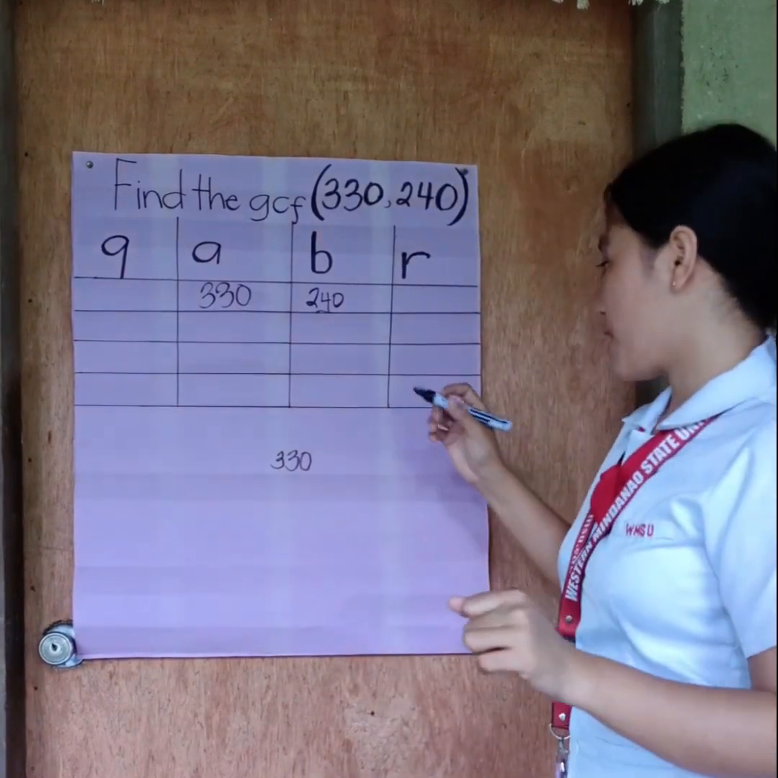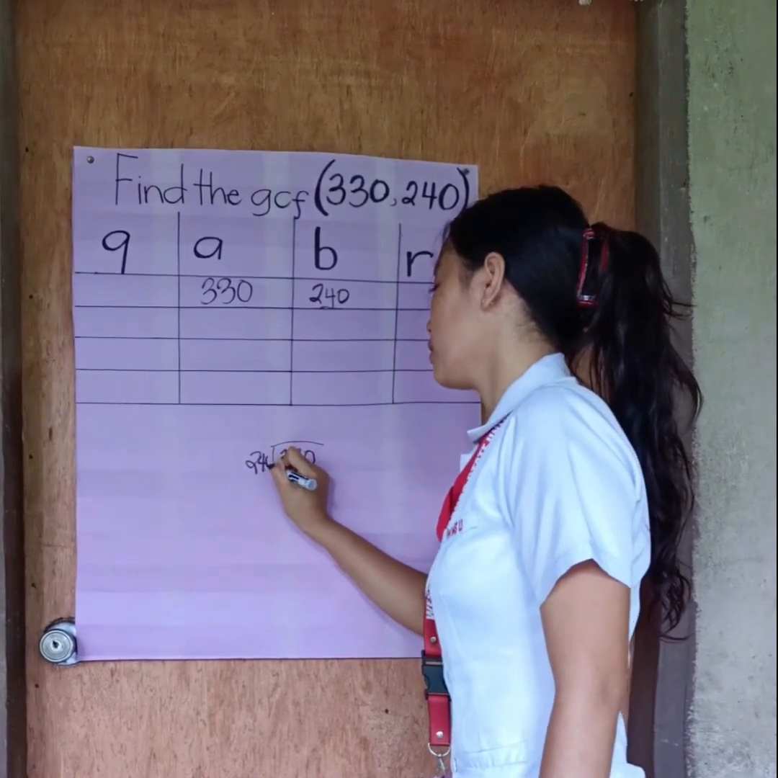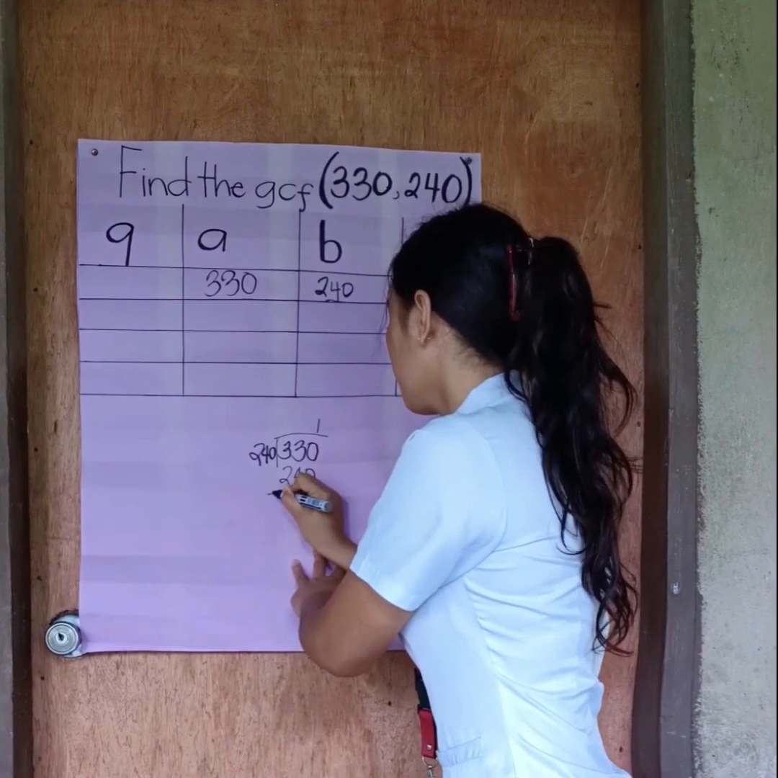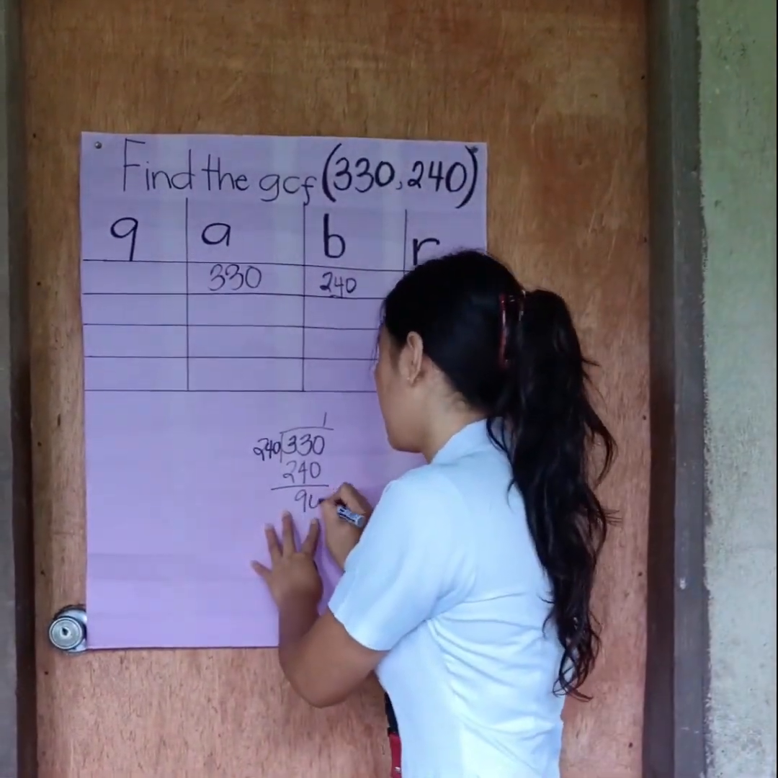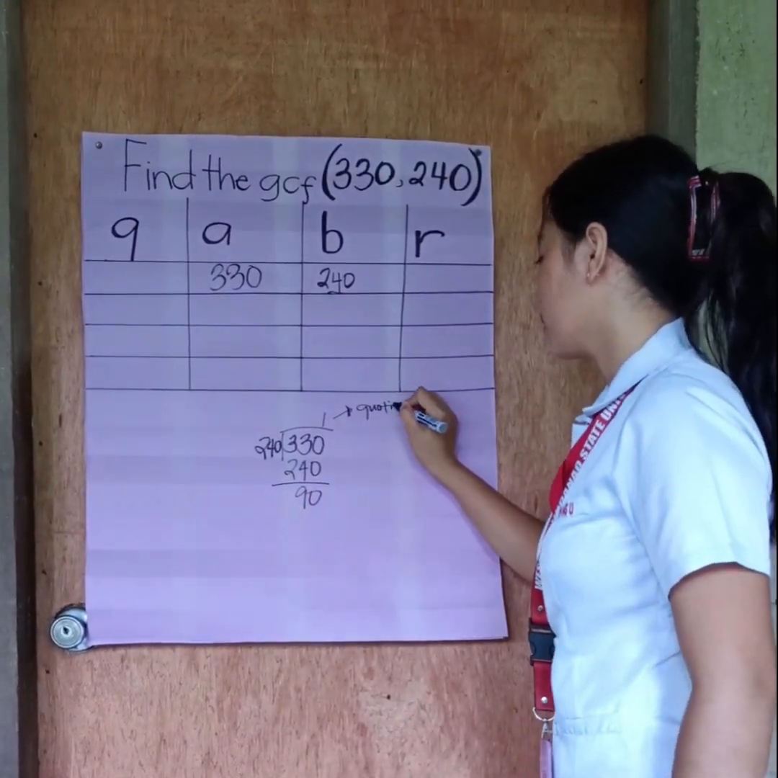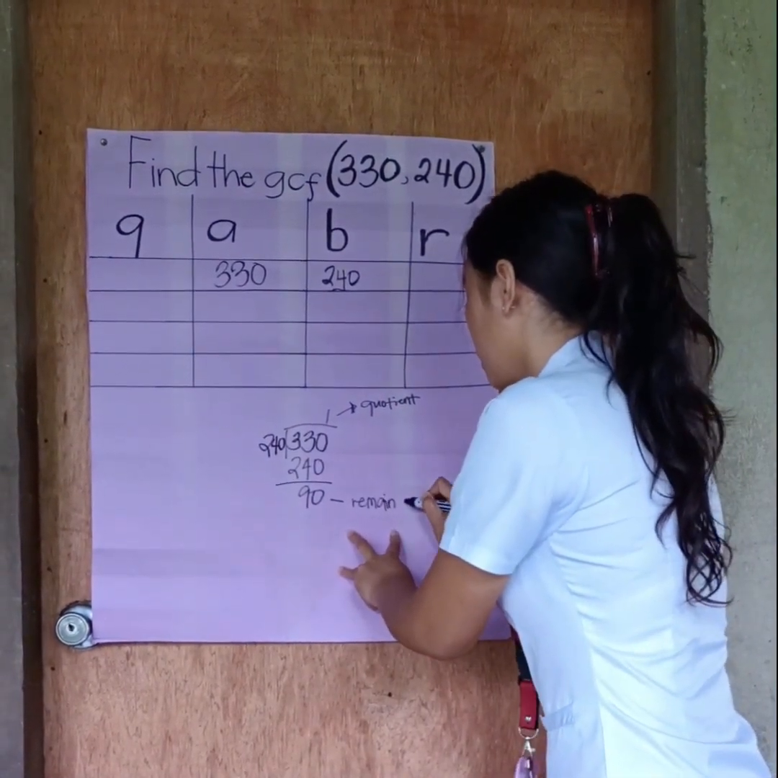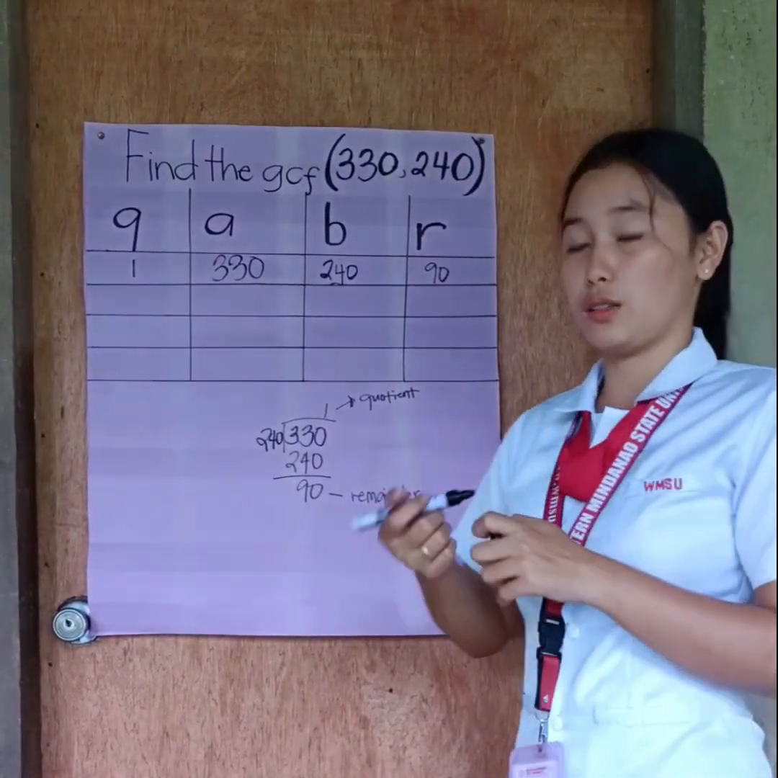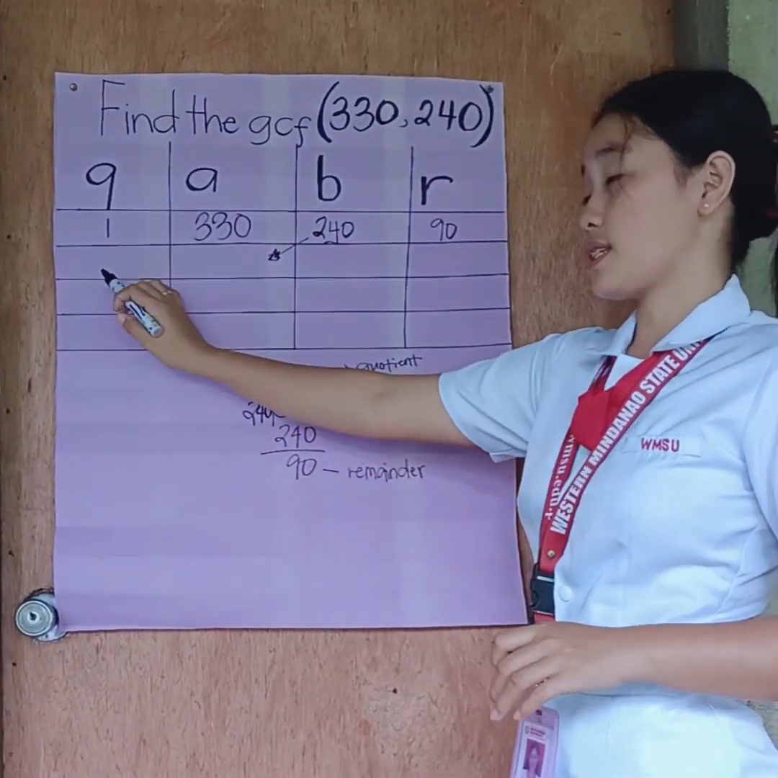So let's now divide 330 by 240. The answer would be 1 and 240 here. So 330 minus 240, the answer would be 90. Here, this is your quotient, and here is the remainder. So write 1 here and write 90 here in the R column. In our first row, we are done. We will proceed to the second row.